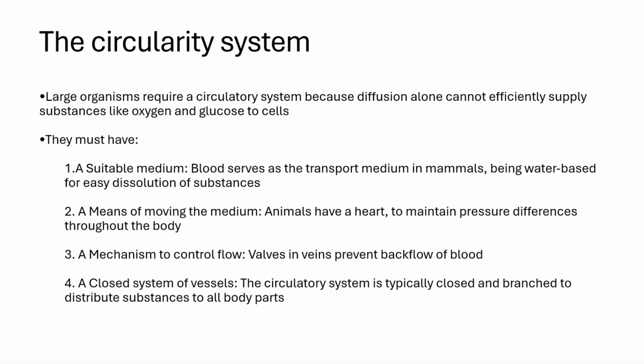Number two is a means of moving the medium. Animals have a heart, and the heart pumps the blood around the system so that it can move and maintain the pressure differences. Number three is a mechanism to control flow. We've got valves and veins, which protect against the backflow of blood. And lastly, you have to have a closed system of vessels. The circulatory system is typically closed and branched to distribute substances to all body parts.